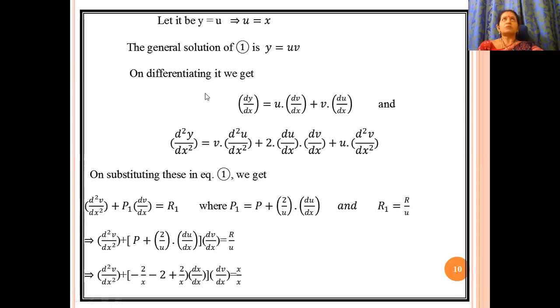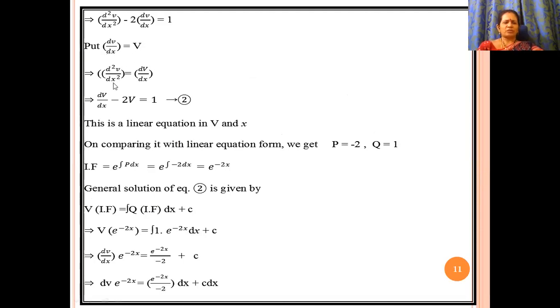Then here u is equal to x. So let y is equal to u is equal to x. The general solution is y is equal to uv. After that we have to differentiate this 2 times. Then on substituting these values in equation 1, we will get this. Then after that we have to simplify, and we will get these equations.